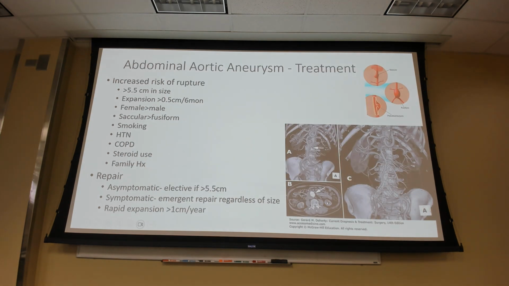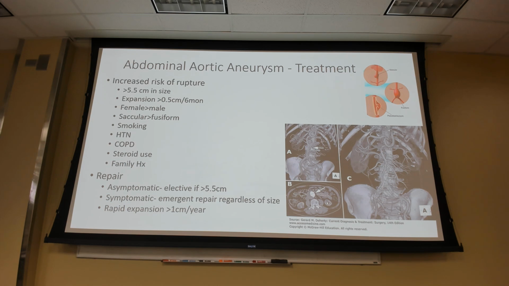All right. So when do we want to treat these patients? They have an increased risk of rupture with anything over 5 centimeters. Typically, we want to schedule them for some sort of operation. If it's over 5.5 centimeters, we're going to monitor them every 6 to 12 months. So if we see an expansion greater than 0.5 centimeter in 6 months or 1 centimeter over a year, then we want to operate on them.